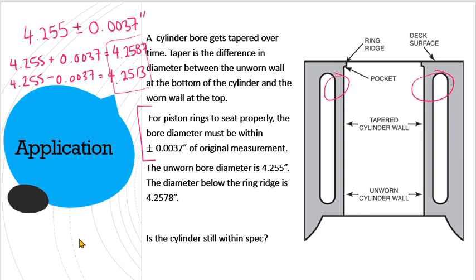And they're saying that they measured right here 4.2578. Is the cylinder still within specification? Well, it's allowed to go up to 4.2587. We're not there yet, so yes, it is.